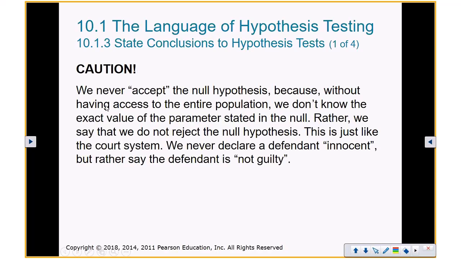We don't know the exact value of the parameter stated in the null. Rather, say, we do not reject the null hypothesis. This is just like the court system. We never declare the defendant innocent. Remember me telling you about innocent versus not guilty.